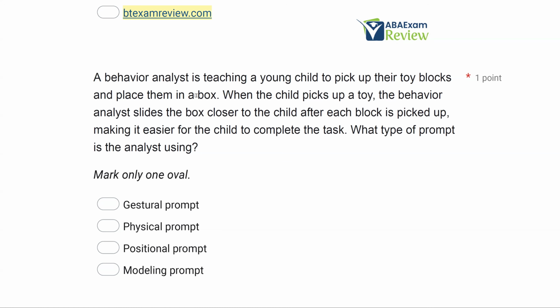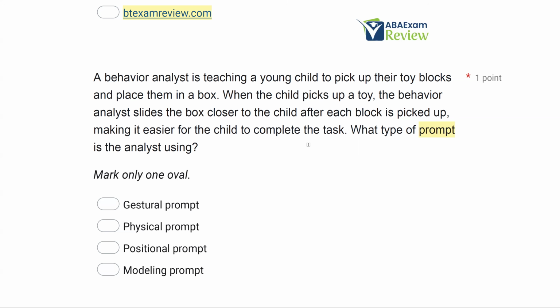A behavior analyst is teaching a young child to pick up their toy blocks and place them in a box. When the child picks up a toy, the behavior analyst slides the box closer to the child after each block is picked up, making it easier for the child to complete the task. What type of prompt is the analyst using? So we have a prompting question, and the question makes that obvious here. Sometimes it might not be obvious if we're looking at prompts or SDs. In this case, the question is saying we have a prompt, and they want us to identify the type of prompt that the analyst is using.